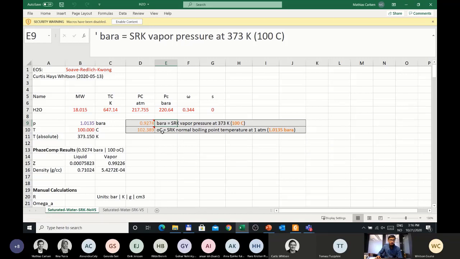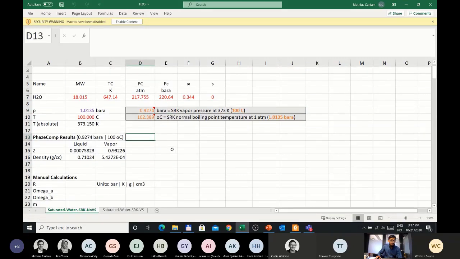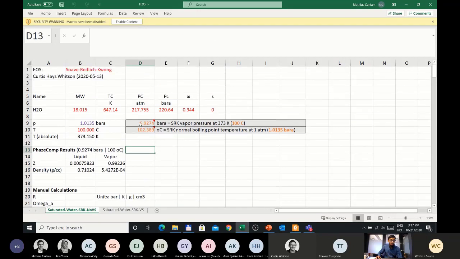Similarly, you can also do the other way around. Instead of calculating the pressure at 100 degrees C, we can calculate the temperature at 1.0135 bar, and it should be close to 100. So that's 102 if we calculate that. And so those are the results on the vapor pressure. These are the results we should expect to get from this spreadsheet, because these are from PhaseComp, the PVT package.